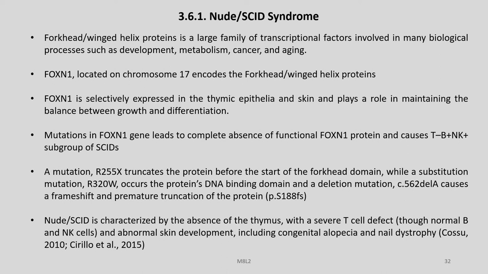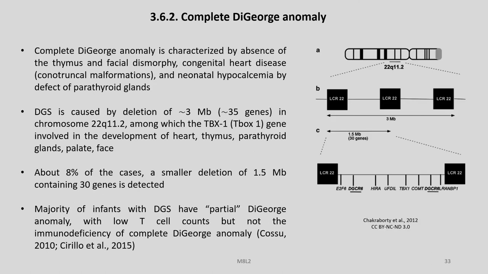A mutation R255X truncates the protein before the start of the forkhead domain, while a substitution mutation R320W occurs in the protein's DNA binding domain, and a deletion mutation c.562delA causes a frameshift and premature truncation of the protein. Nude SCID is characterized by the absence of the thymus with a severe T cell defect and abnormal skin development, including congenital alopecia and nail dystrophy.